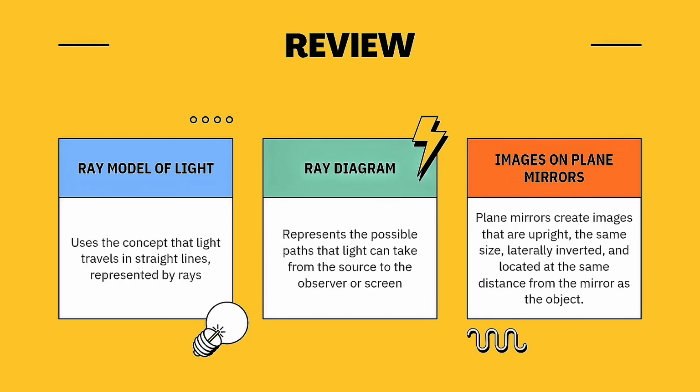Now let us quickly review everything we learned in this chapter. The ray model of light explains that light travels in straight lines called rays. When light hits an object, it can be reflected, absorbed, or transmitted.